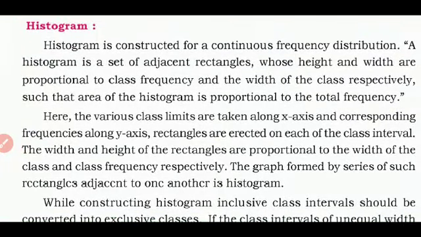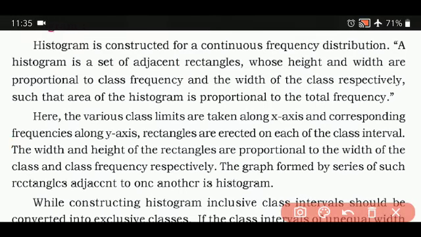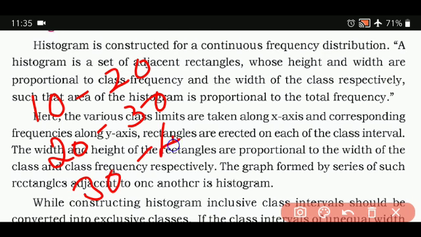Histogram is constructed for a continuous frequency distribution. Now what does a continuous frequency distribution mean? The class intervals 10 to 20, 20 to 30, 30 to 40, where the values are in a continuous form. See, 10 to 20, 20 to 30. This is called a continuous frequency distribution.